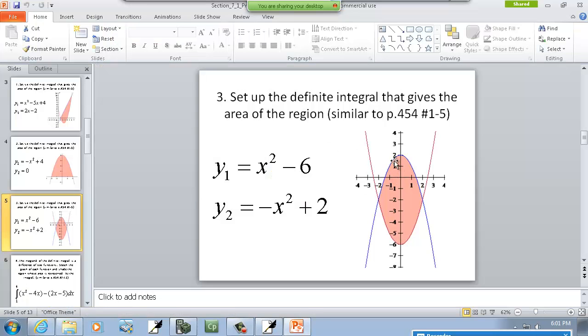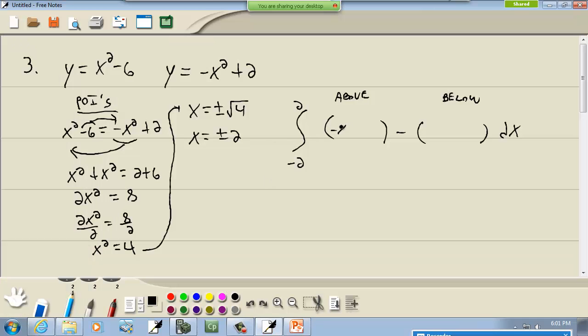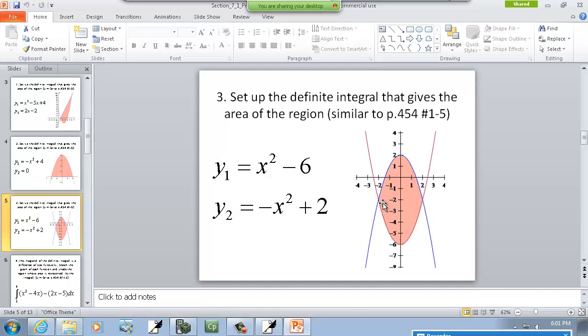Now if I look at this, the blue is above. The blue is a parabola, but it's opening upside down. The negative is what causes that, so that's y2. So we'll put negative x squared plus 2 here. The red is opening up. That's just your normal x squared. If you have x squared, it's a parabola opening up.